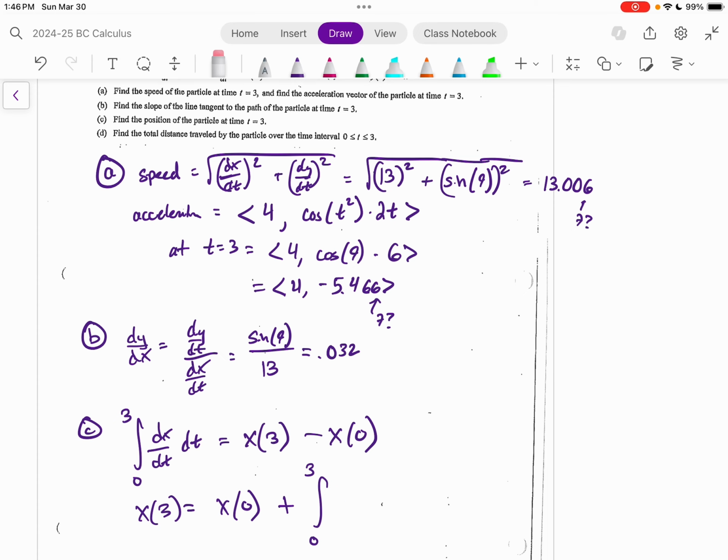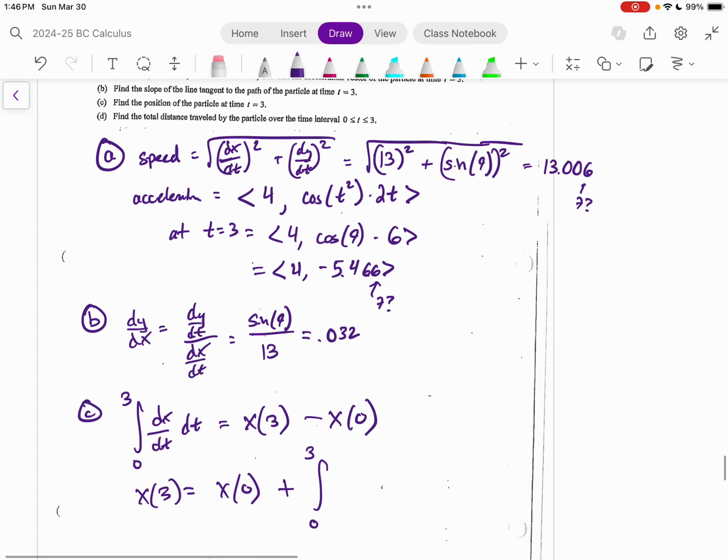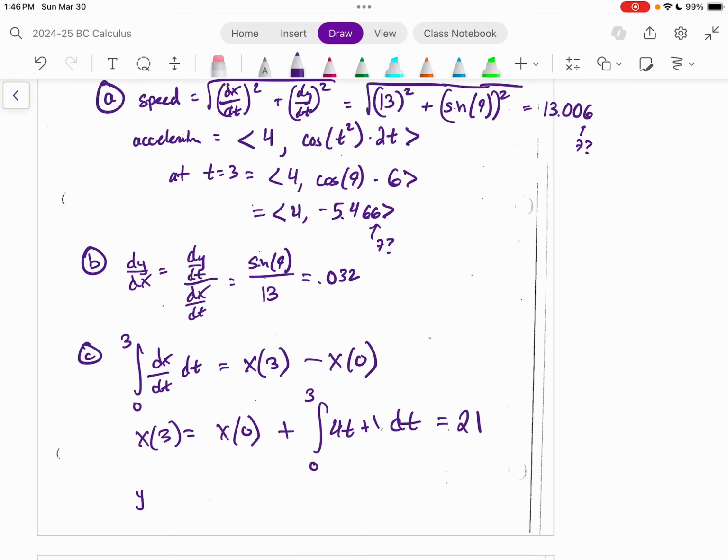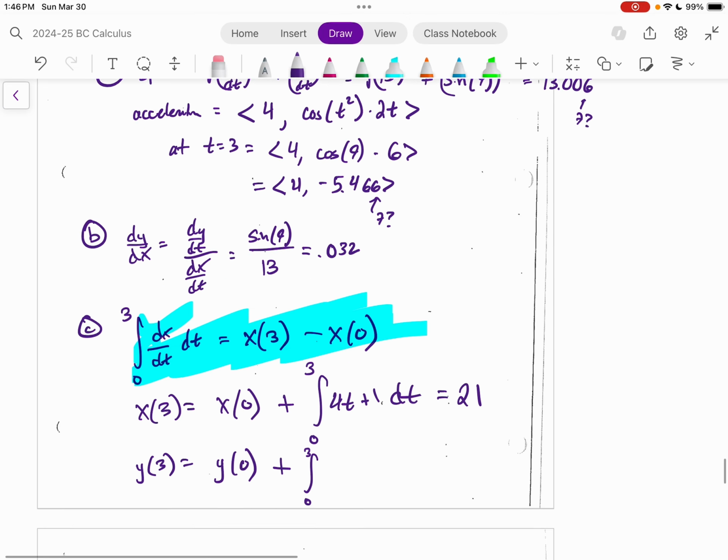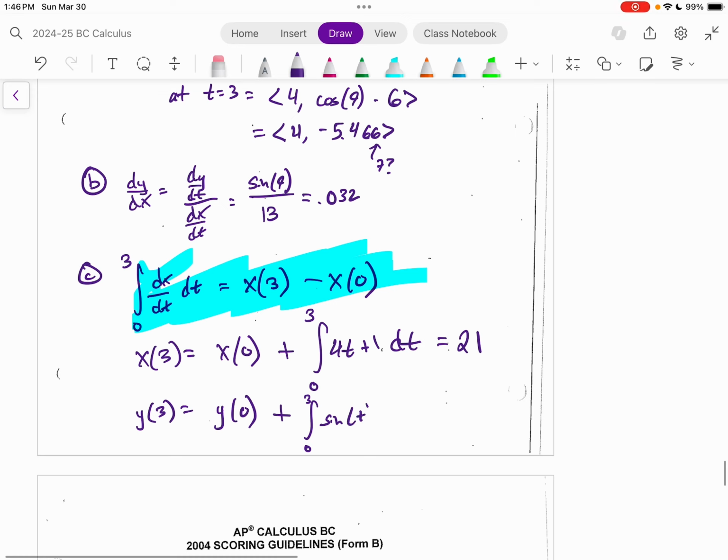And what is dx/dt again? It was 4t plus 1. Right, this one we could do by hand. I'm going to, again, cheat and say we get 21, but you guys can do that by hand. Y of 3, we're going to need to use our calculator, but we're going to get the exact same sort of setup, right? You could just duplicate this setup right here, and you'd be happy, right? So from 0 to 3 of sine t squared dt.